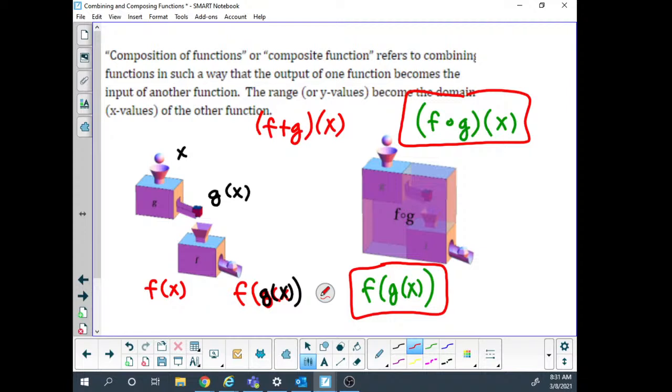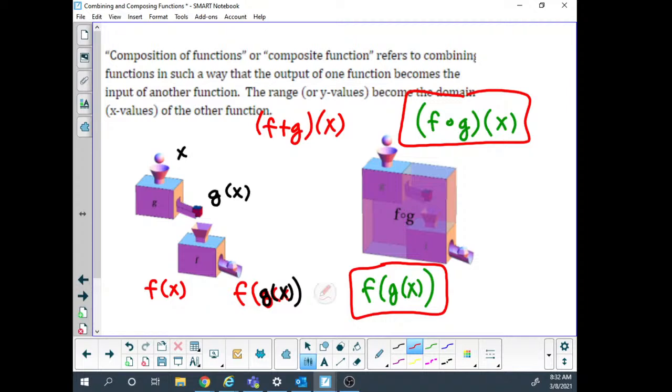I would prefer to write it with f parentheses, g parentheses, x parentheses, because it reminds me to do the inner parentheses first and work out. So I feel like this is easier to understand. I do the g function first. With this new function, I would put in x, or the sphere, and out would come the faceted ball, f of g of x, as my output.